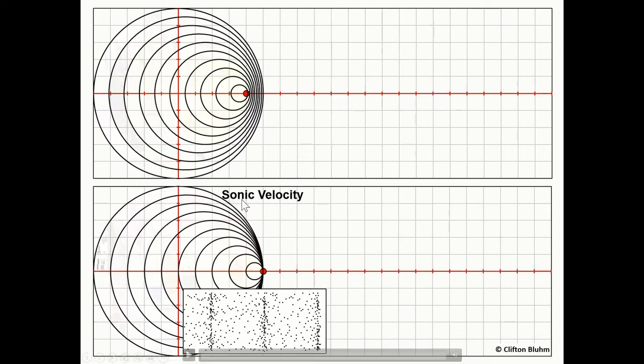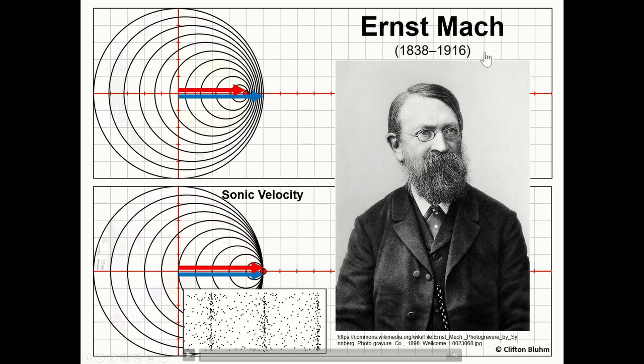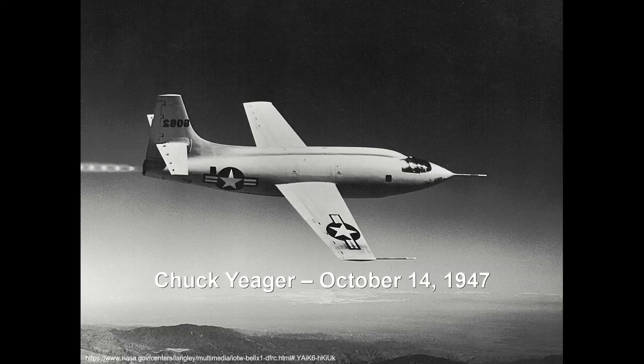Another name for going sonic is going Mach 1, and it's named after Ernst Mach, who photographed a bullet going faster than the speed of sound. I'll show you a picture of that in a second. It was thought for a long time that it would be impossible to go faster than the speed of sound because the air in front of you would get so dense it would prevent you from pushing through that.